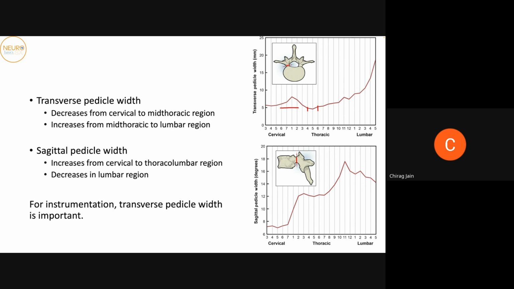Okay, so above that and below that, the transverse pedicle width increases. So it decreases from the cervical to the mid-thoracic region. It will be lowest at the T4 to T6 vertebra. And then it will increase again below that and above that. The sagittal pedicle width, on the other hand, just increases up to the thoracolumbar level and then goes down. But this does not matter for instrumentation. So it's not really important.